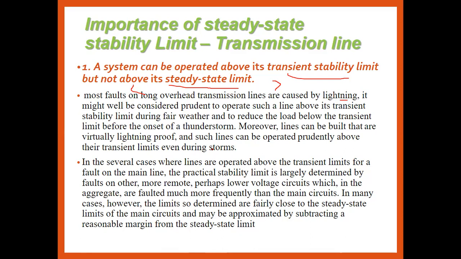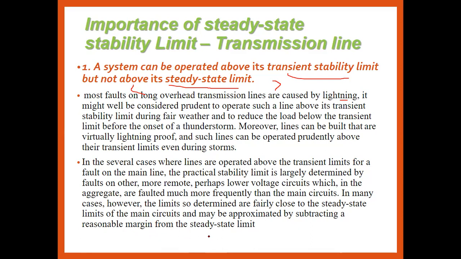But in several cases where the line is operated above the transient limit, the practical stability limit is generally determined by faults on the other circuits, like a remote fault, perhaps the lower voltage circuit in the aggregate, which are more frequent than on the main circuit. So in that case, the limit can be determined by the steady state limit of the main circuit and can be approximated from the steady state limit.